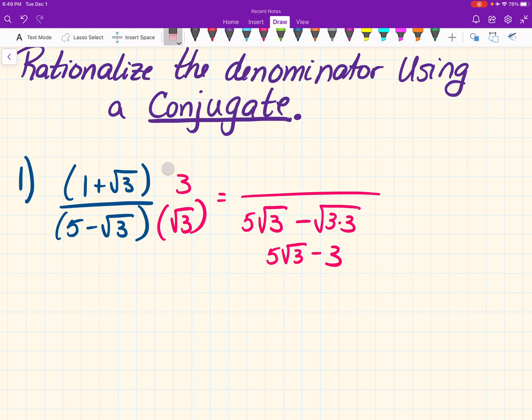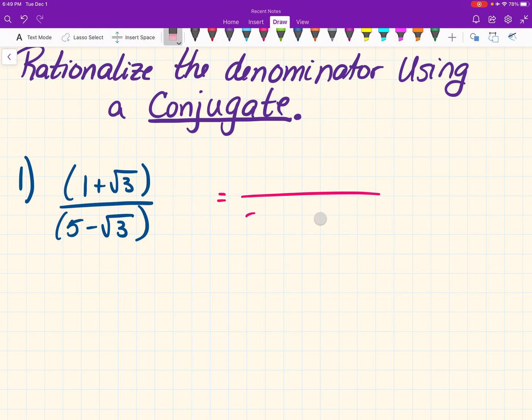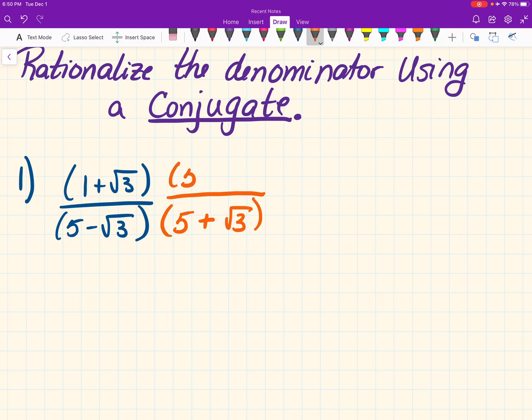So that doesn't work. So when we have something added to the root, we have to use the conjugate. Remember, the conjugate is the same two numbers, and between the two is the opposite sign. So originally it was a subtraction, now it's a plus. Now remember, on the top we have to match it perfectly. 5 plus root 3. The numerator and denominator should be exactly the same. That way we're actually just multiplying by 1. And multiplying by 1 doesn't change our value.